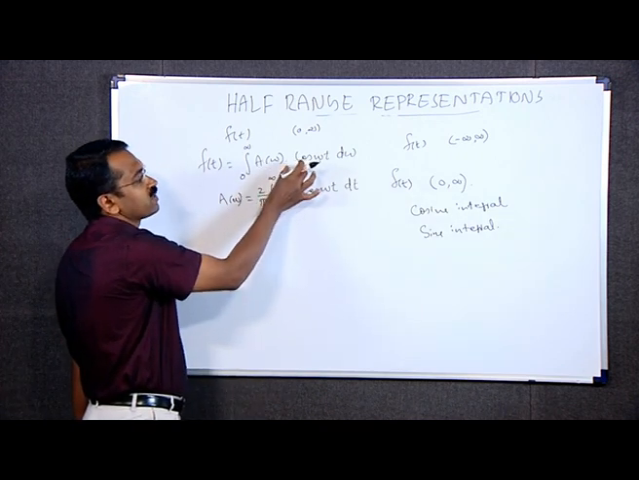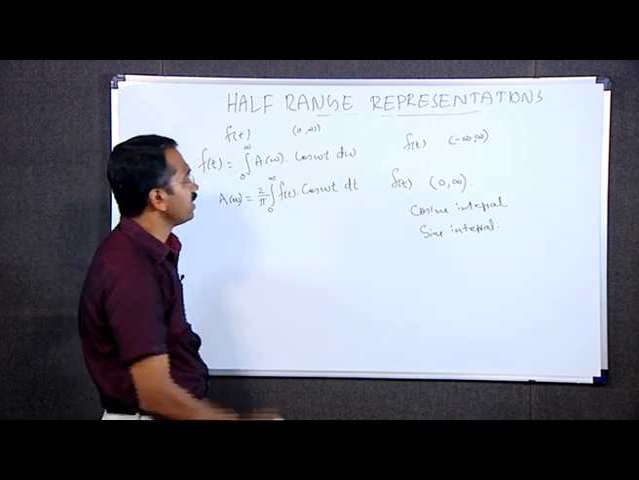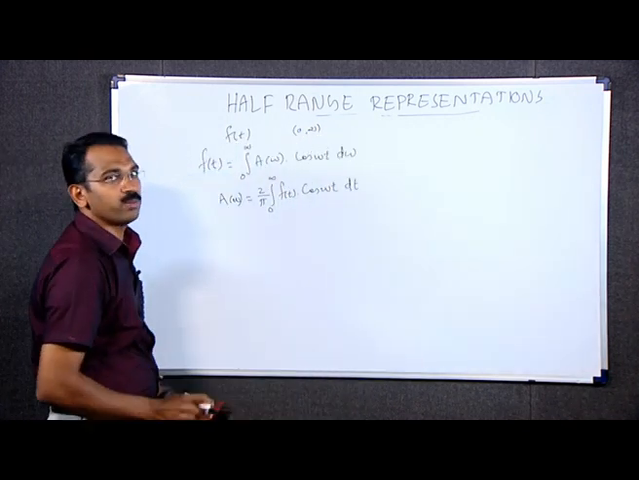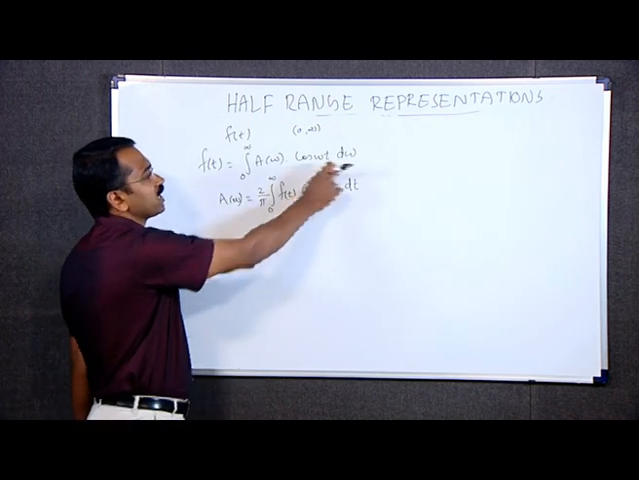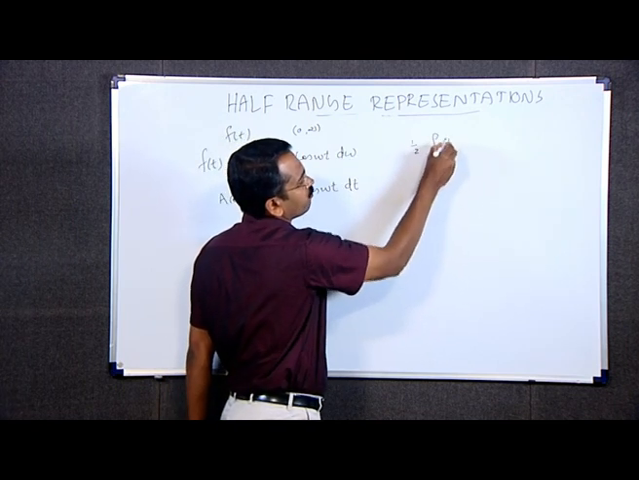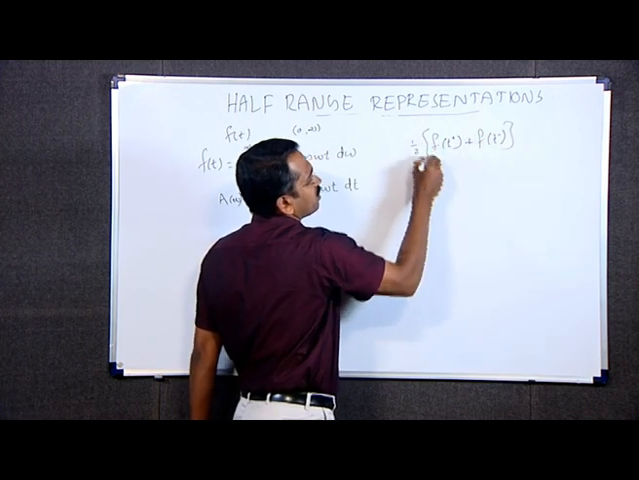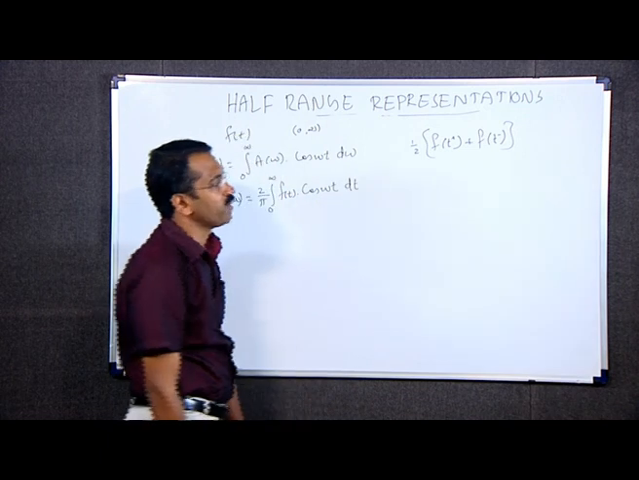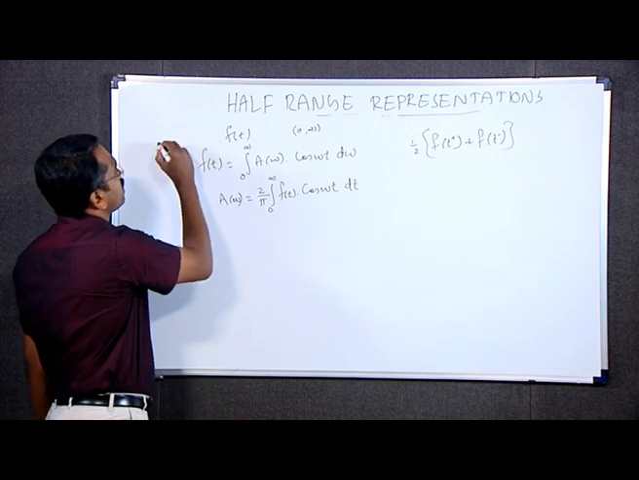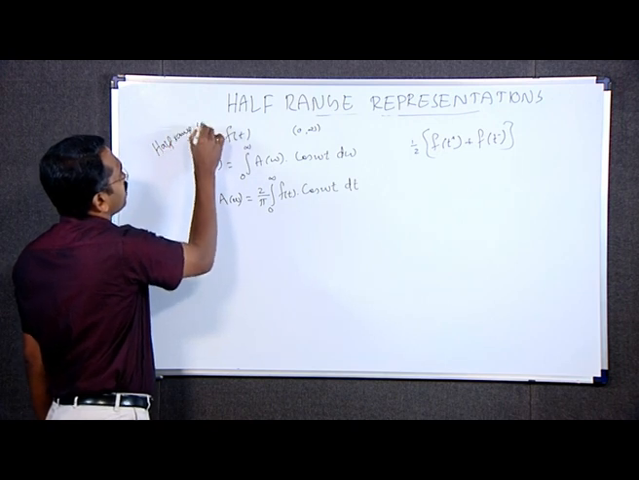Here, this integral representation exists for all points of t where f of t is continuous, and at a point of discontinuity, the value of this right hand side integral is obtained by taking the average of the right hand limit and left hand limit at the point t where t is a point of discontinuity. This is the Fourier cosine representation, that is half range cosine representation.